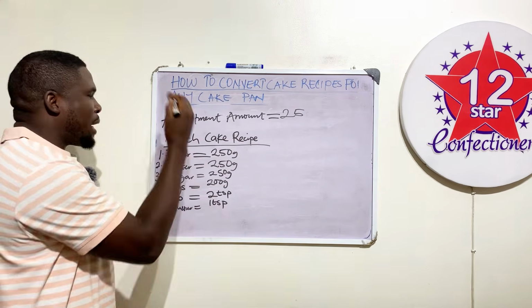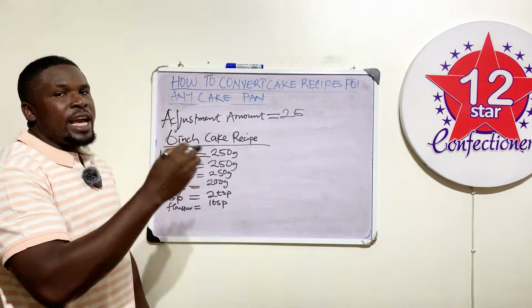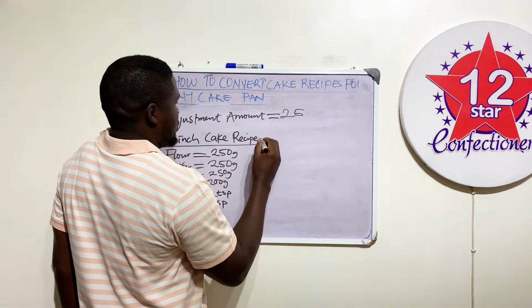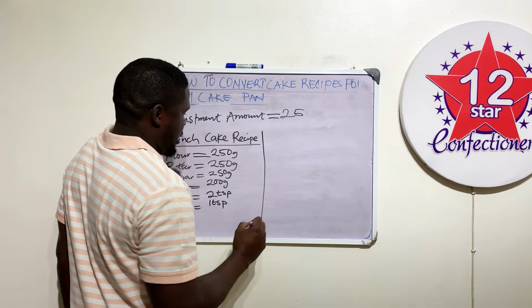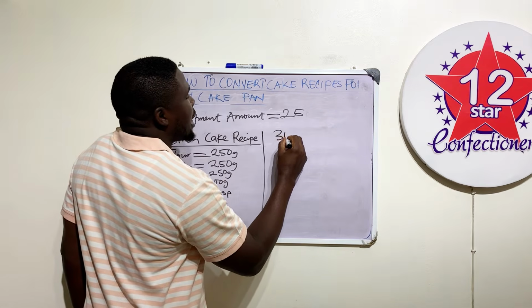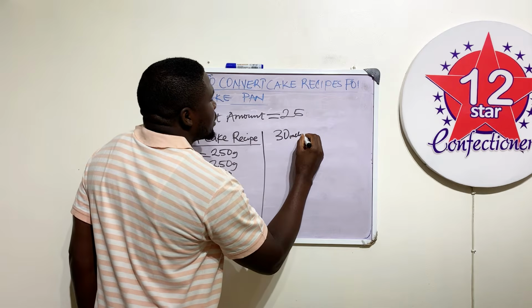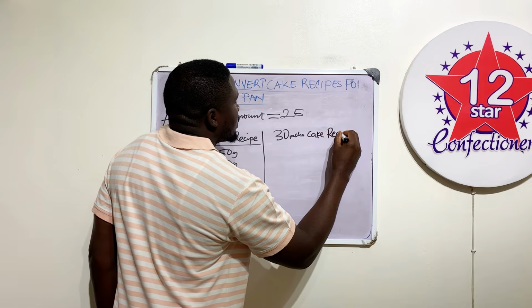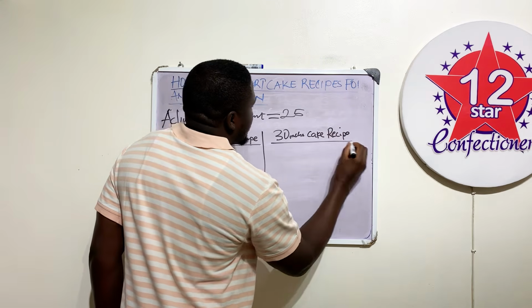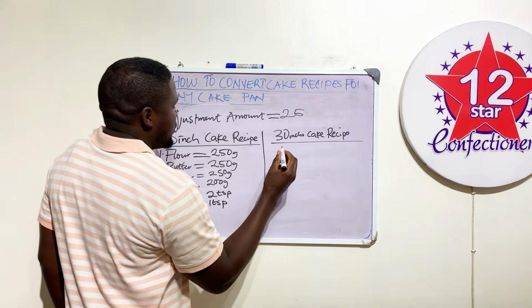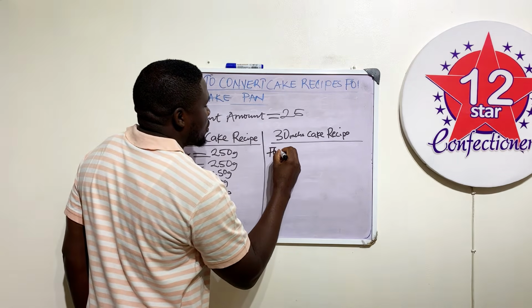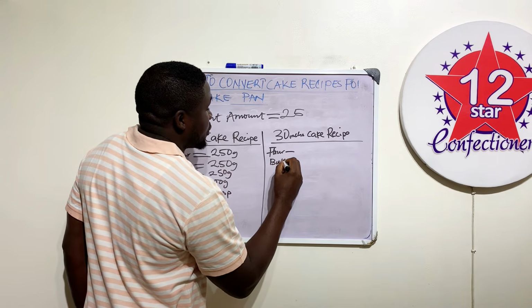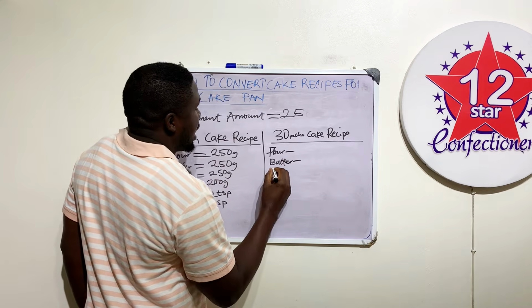I want to tell you how to apply it on this 6 inches cake pan to get your 30 inches cake recipe. Let me draw a line here. I have the 30 inch cake recipe. So how do we get it now? I have my flour. Are you seeing what I'm writing? Yes, I have butter. I have sugar.